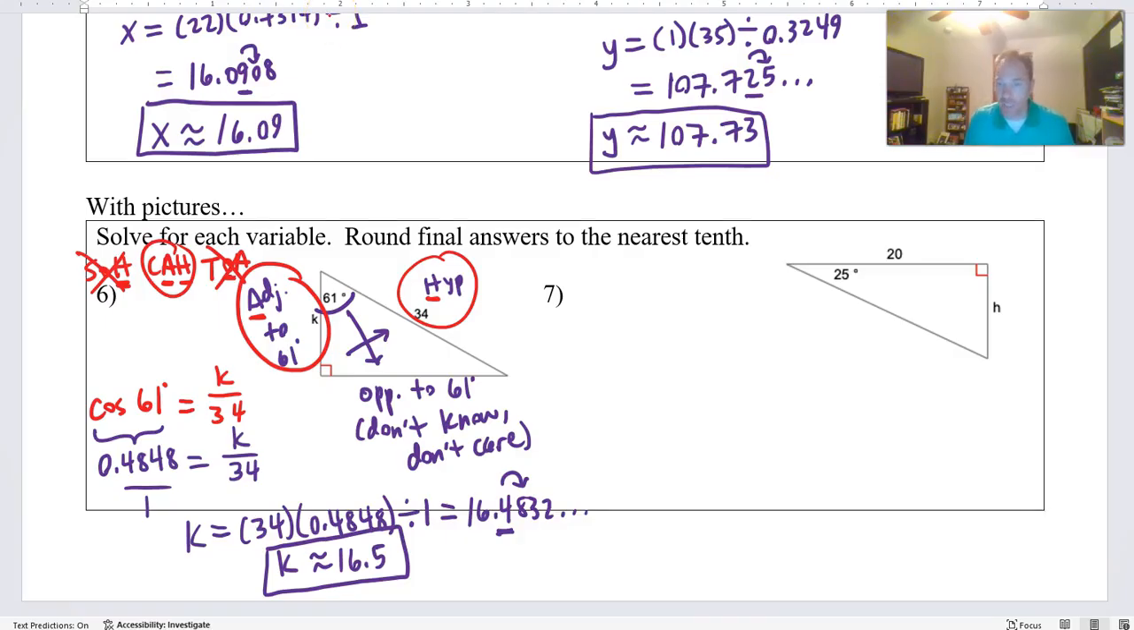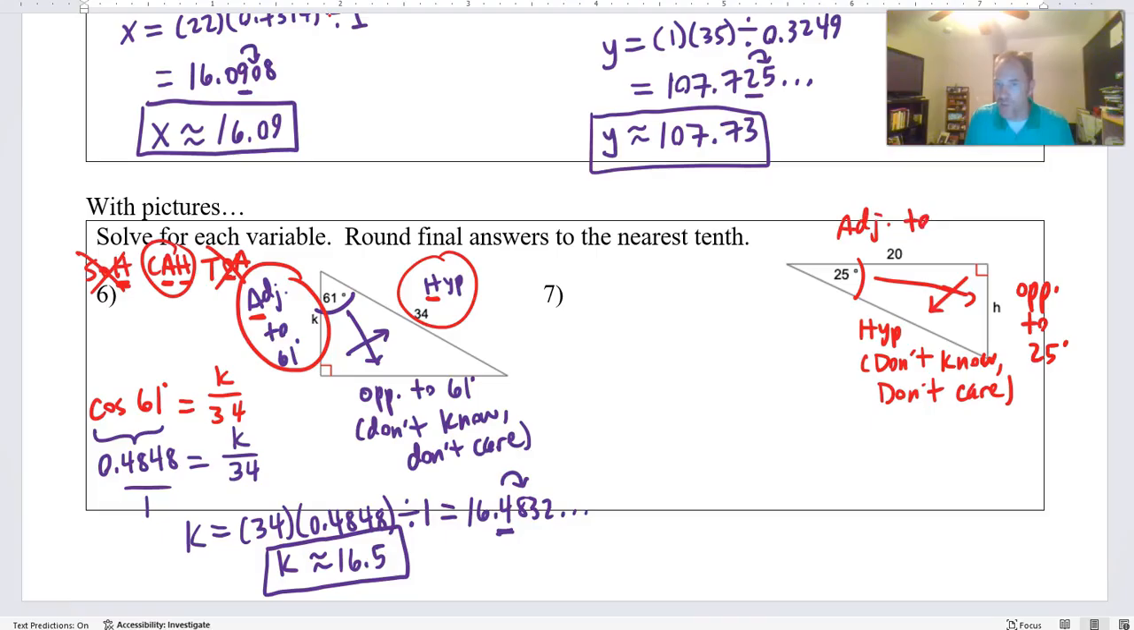But otherwise, if we're looking at the 25 degree angle, let's see, the hypotenuse in this case, opposite the right angle. I don't know, I don't care about the hypotenuse. So I already know which function we're going to use, sine, cosine, or tangent, if we're not using the hypotenuse. But let's just keep going here. So we've got the opposite leg to 25 degrees is h. That's the opposite leg. Again, I'm being lazy, not writing leg. And then the 20 is the adjacent leg to the 25-degree angle.